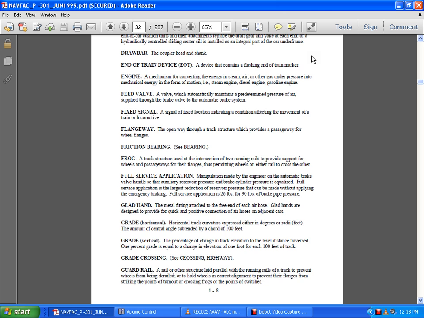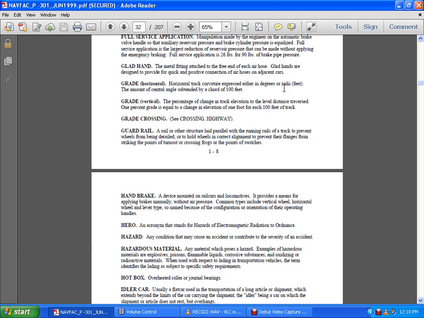Guard rail: a rail structurally laid parallel to the running rails of the track to prevent wheels from being derailed and hold the wheels in correct alignment, preventing flanges from striking points of turnouts, crossing frogs, and point-out switches.